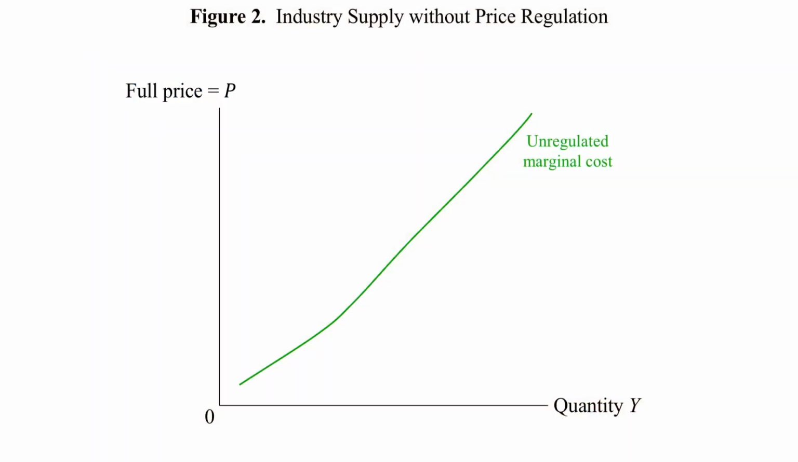Now let's use our model. Start with the unregulated case. There's a marginal cost curve here. I'm drawing quantity on one axis and price on the other axis. I'm calling it full price, you'll see in a second, but it's the same P that Murphy used. I even use the capital P, just like he does.